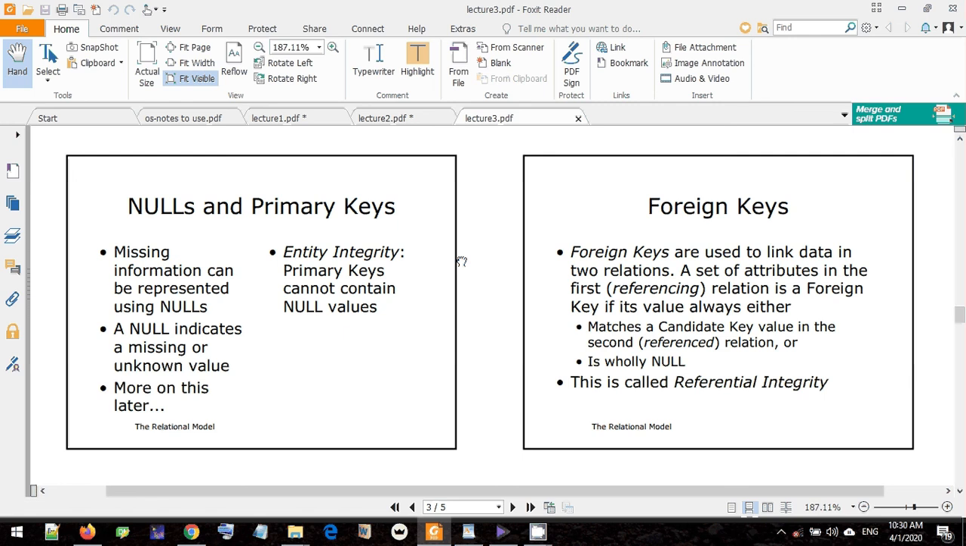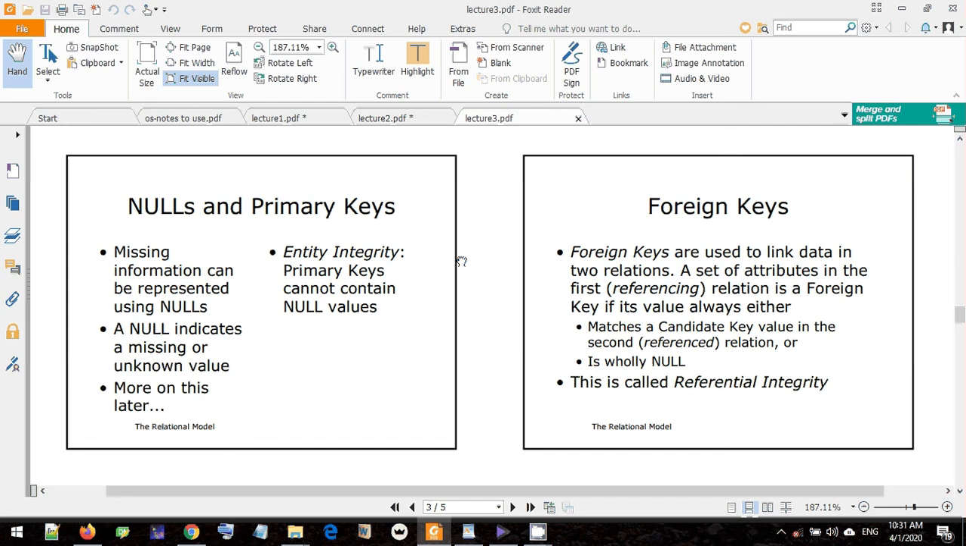Nulls and primary keys. Now, any missing information in a database is represented as a null. A null generally indicates a missing or unknown value. We shall look more at this later. Now, primary keys cannot contain null values. A primary key cannot contain a null value.